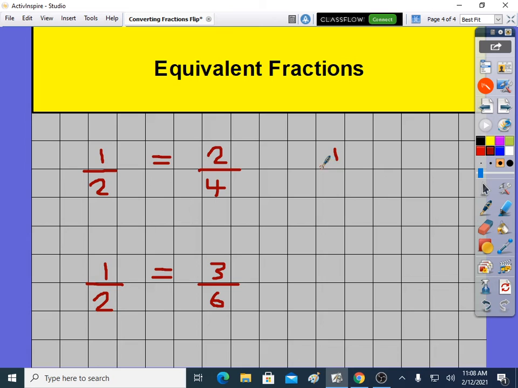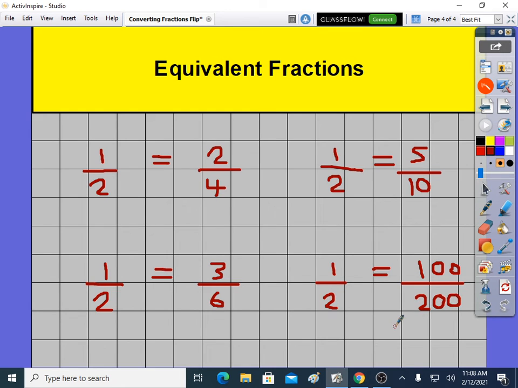There's loads of things that are worth a half. If you multiply the top by 5, you get 5. And if you multiply the bottom by 5, you get 10. 5/10 is also a half. What if you multiply the top by 100? 1 times 100 is 100. Then you must multiply the bottom by 100 as well. 2 times 100 is 200.